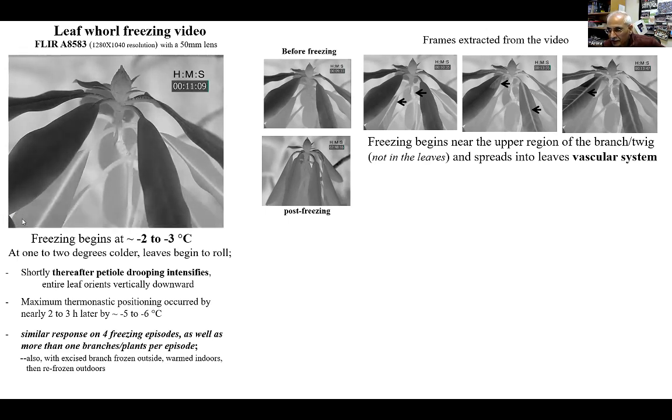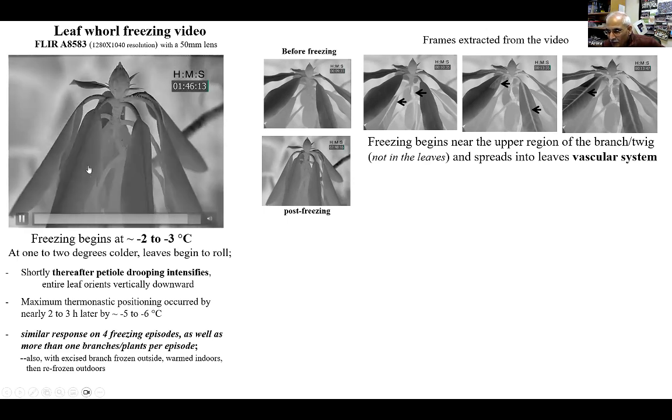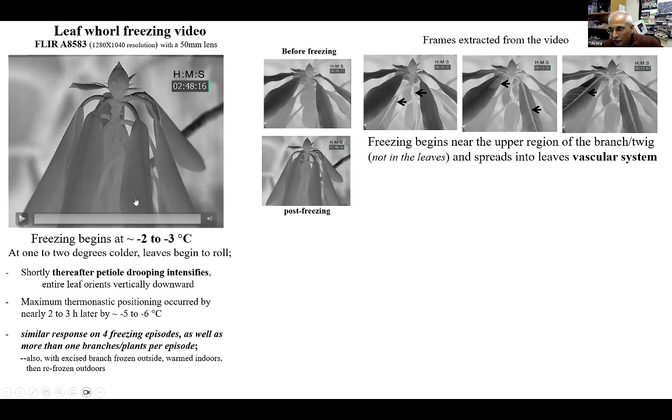This ice is forming right now. You can see it's moving into these veins. You will see now this one has moved right now. And then after ice has formed, this drooping of petiole and the curling of lamina occurs. So ice forms, like I said, at about -1, -2 to -3 degrees Celsius. Shortly thereafter, petiole drooping intensifies, and the leaf also becomes completely downward, or vertical downward.